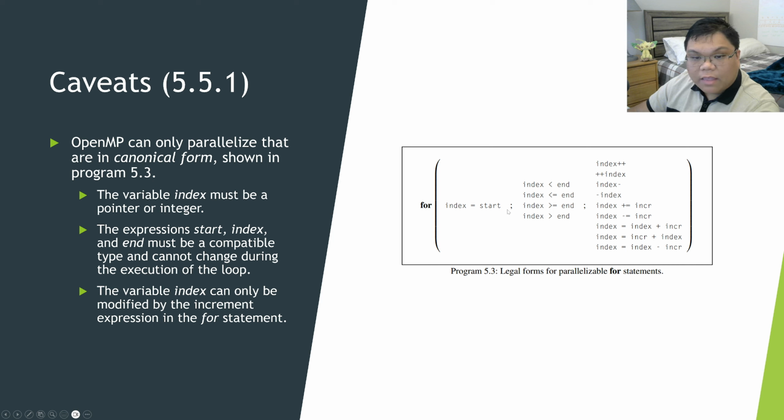Oh, and the increment at the end of a for loop is typically something like index plus plus, or plus plus index, or index plus equals some other value. Whatever we have here, that must be the only place in which we increment index. If we increment it anywhere else, we cannot parallelize the code. So this is the canonical form for loops that OpenMP can parallelize.